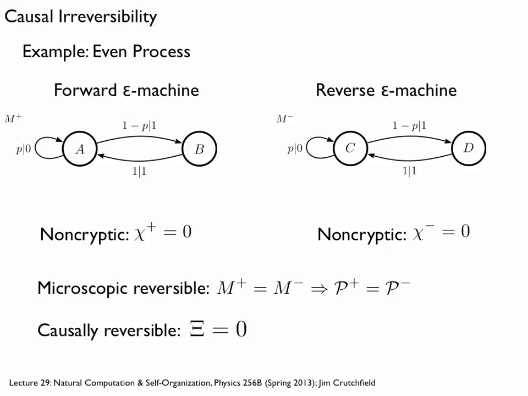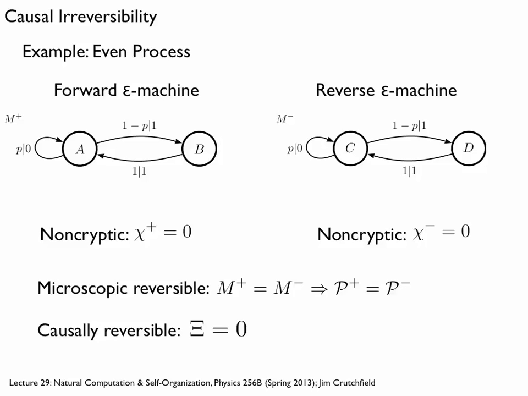So the reverse machine is the same. Since it's the same, it's also not cryptic. Its excess entropy and its complexities are the same. It's microscopically reversible, because the machines are the same, therefore the process is exactly the same. So if I see a word in forward time and reverse it and ask under the forward distribution, do I see that word and what's its probability? It'll be equal. Or the other way to say it is, if I see a word this way, it has a probability, and I'm going to see it scanning the other direction with the same probability. Causally reversible, completely symmetric in time. Okay, so that's one case.